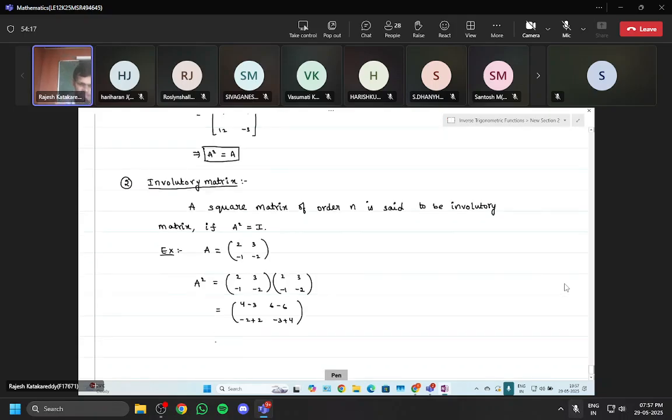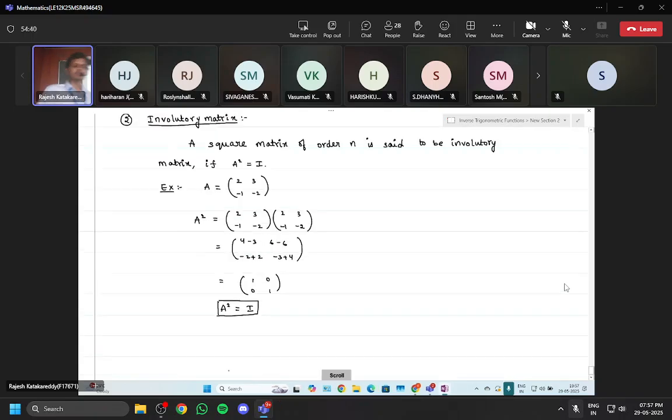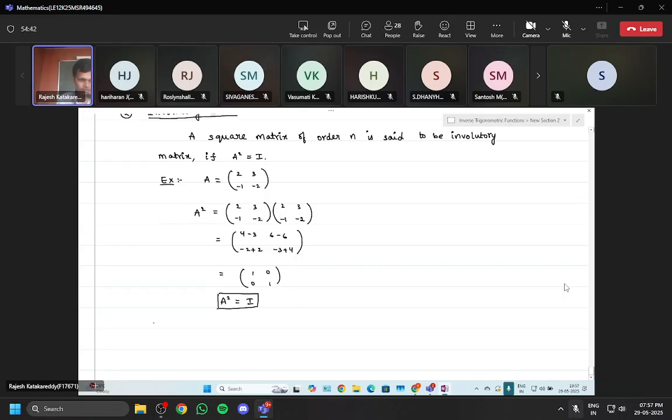So how much is this? 1, 0, 0, 1. So A square is equal to identity matrix. That means the matrix A is involutory matrix. So identity matrix is both idempotent and involutory as well. Clear? So now the third one, nilpotent.